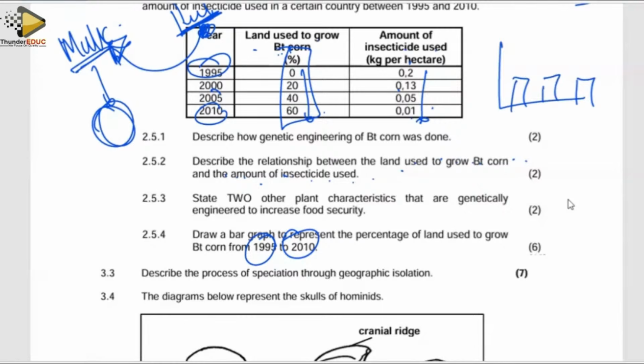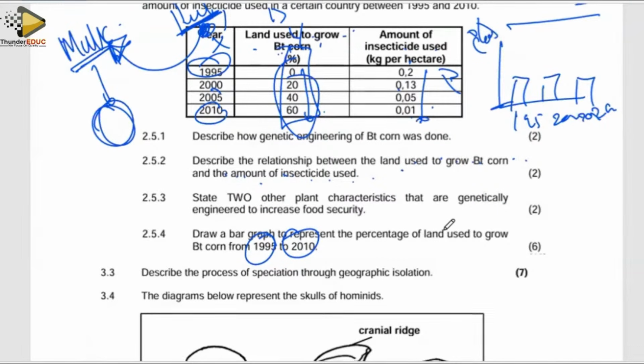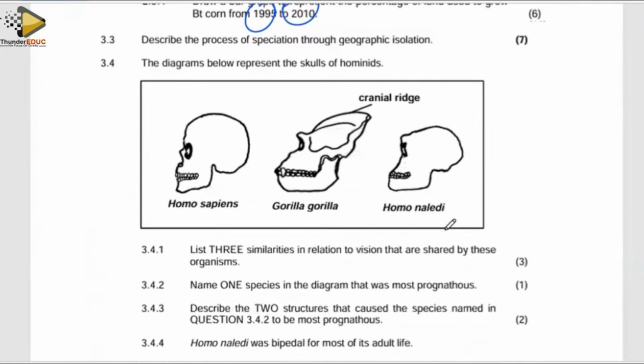And then this is going to be X and this is going to be Y, dependent. So I'm going to put 1995, 2000, 2005, 2010, and here I'm going to put the percentage. Land use to grow BT corn in brackets percentage. You have to put the units, and then you put the caption. Then after that, you'll be able to mark and get all the marks. Make sure that at least you know how to do a pie chart and a line graph. I don't think they can bring the histogram because they brought it in the previous paper.